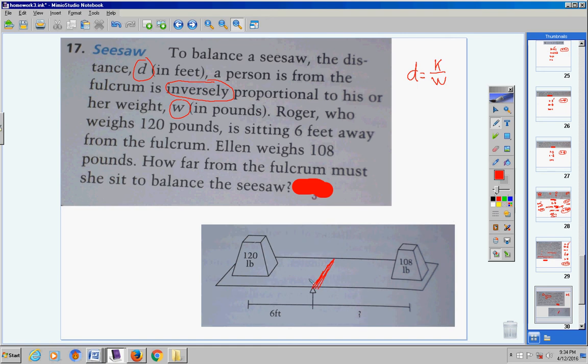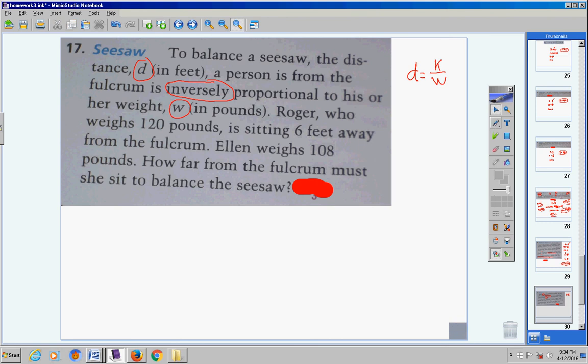That's the middle. So when it says that it's inversely proportional, the distance you're sitting from the fulcrum, that means how far you're sitting from the center, which in this case is 6 feet, is inversely proportional to how much you weigh. Alright, so that's what that means. So here we go. Roger, who weighs 120 pounds, is sitting 6 feet away from the fulcrum. Ellen weighs 108. How far should she sit from the fulcrum to balance the seesaw?